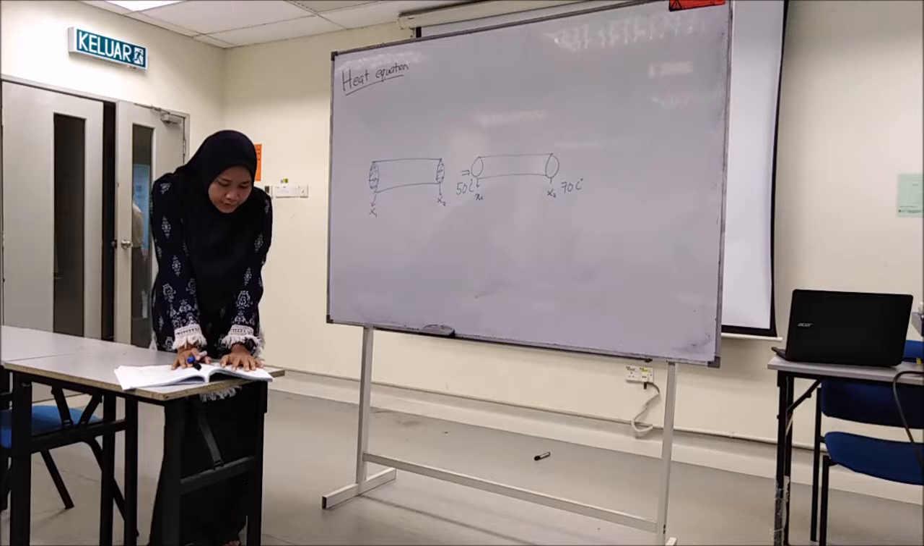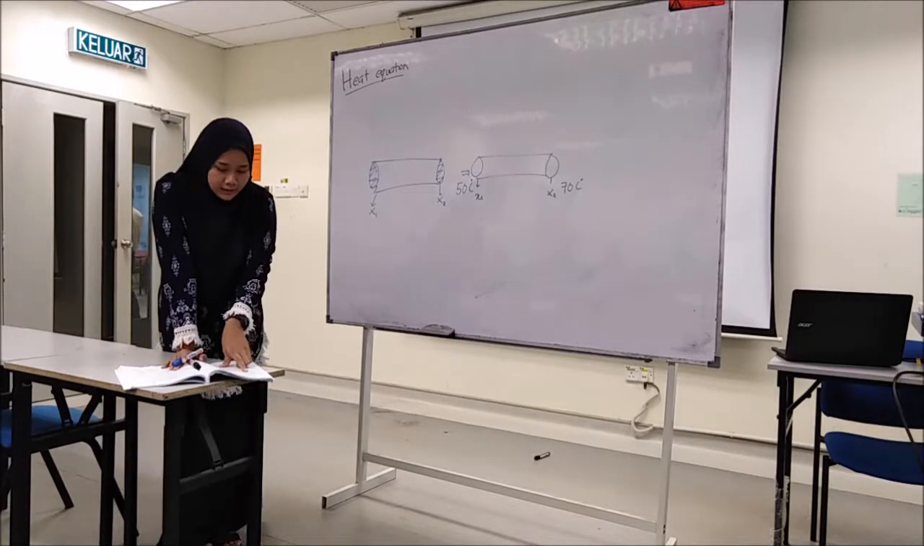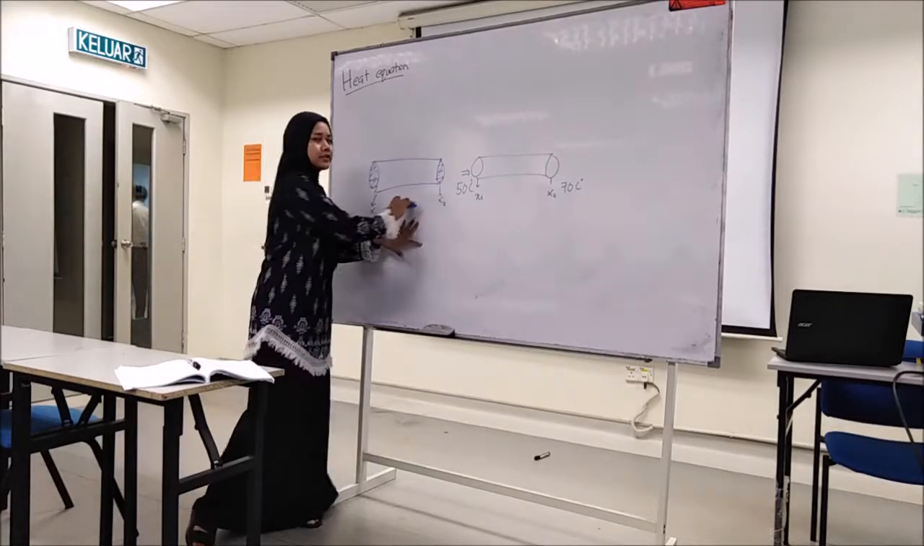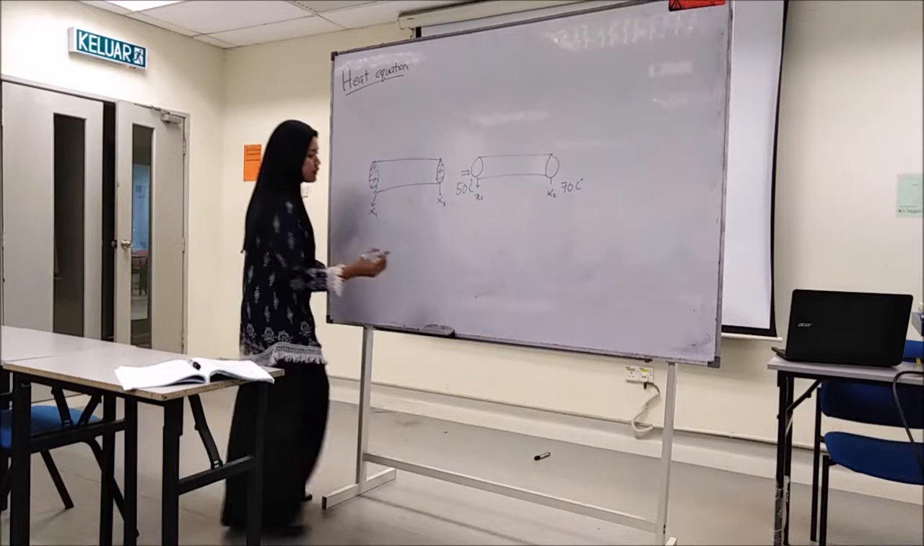For the third point, what if one end was insulated and the other was held at a constant temperature? Okay, the third point is the combination of these two situations. So for example, you have a rod.